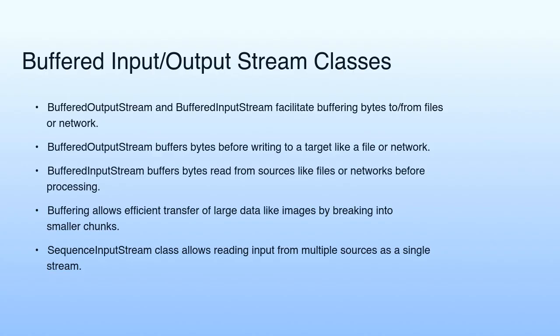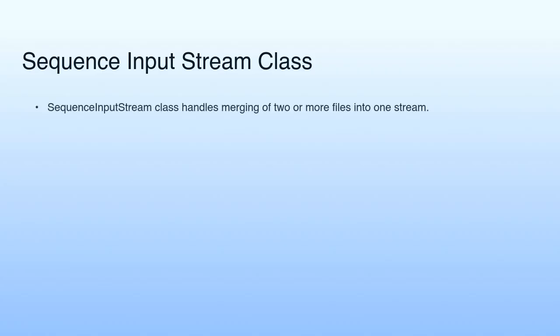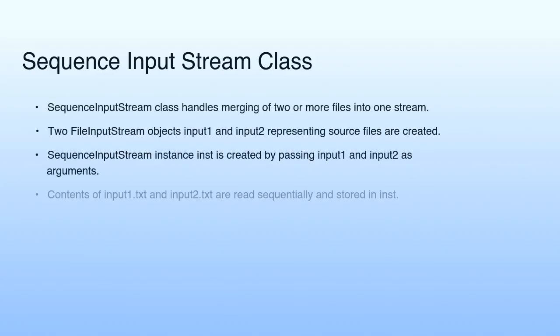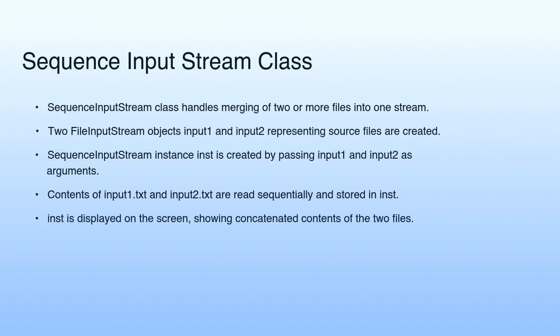The SequenceInputStream class allows us to read input from multiple sources as a single stream. The SequenceInputStream class handles merging 2 or more files into one stream. We create 2 FileInputStream objects, input1 and input2, representing the source files. We then create a SequenceInputStream instance called inst, passing input1 and input2 as arguments. The contents of input1.txt and input2.txt are read sequentially and stored in inst. Finally, we display inst on the screen, showing the concatenated contents of the 2 files.